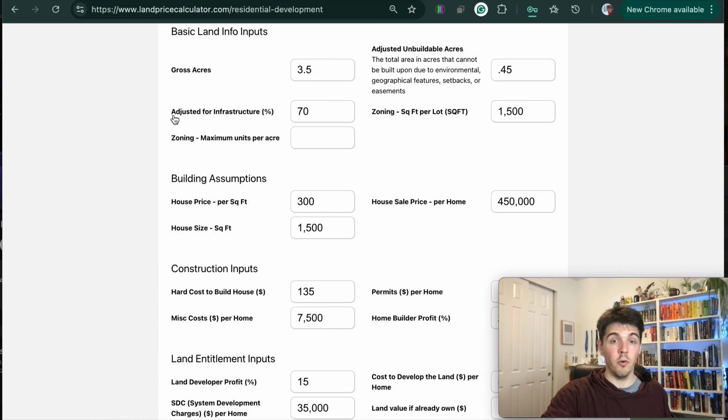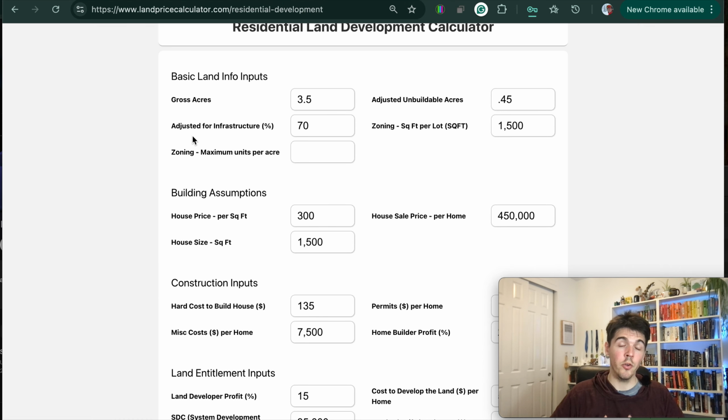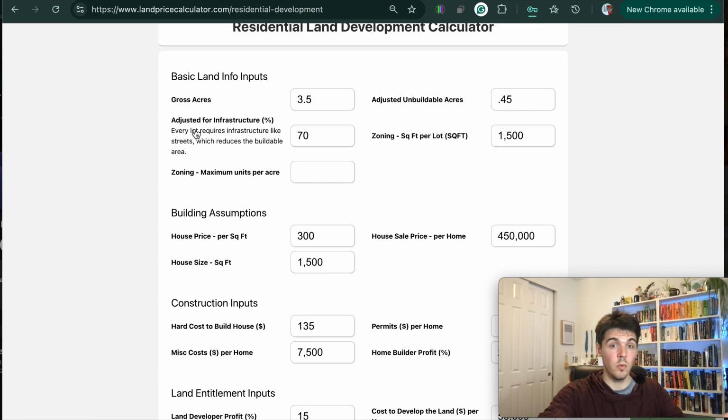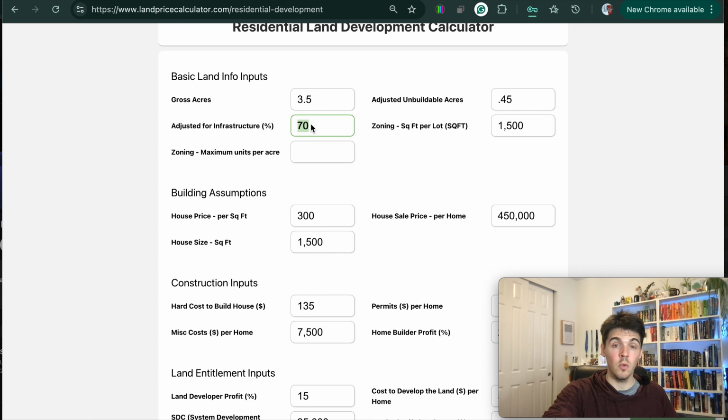Now, this adjusted for infrastructure input field, you're not going to be able to build on all 3.05 acres. A lot of that land is going to go towards infrastructure, which is going to include new roads, utilities, sidewalks, gutters, stormwater retention, anything that the city is going to require you to put in. So a good heuristic, you can put that at 70% of that 3.05 acres. You are only going to be able to develop 70% of it because 30% is going to be sent over to the city as infrastructure.